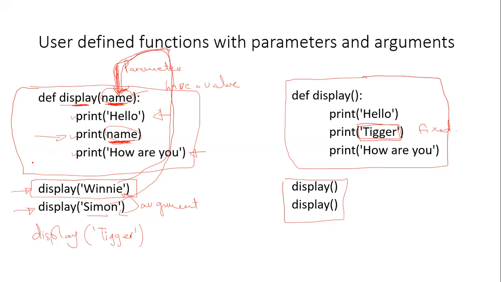Now, just a couple of things to take note of. I called the parameter name. It could be called anything. You could have called this parameter X for that matter. You could have called it X.